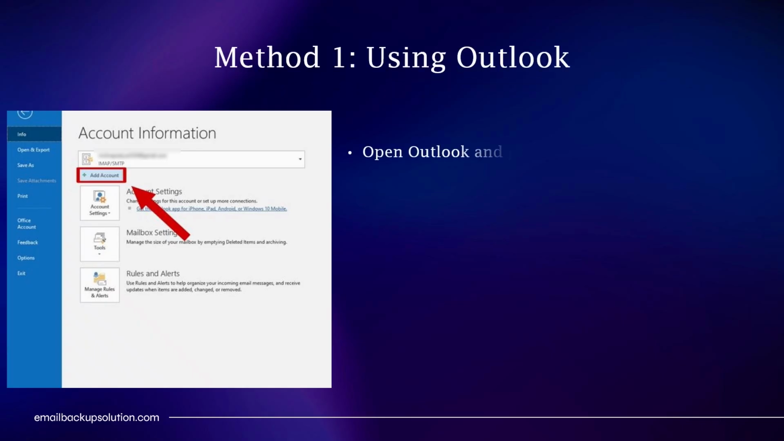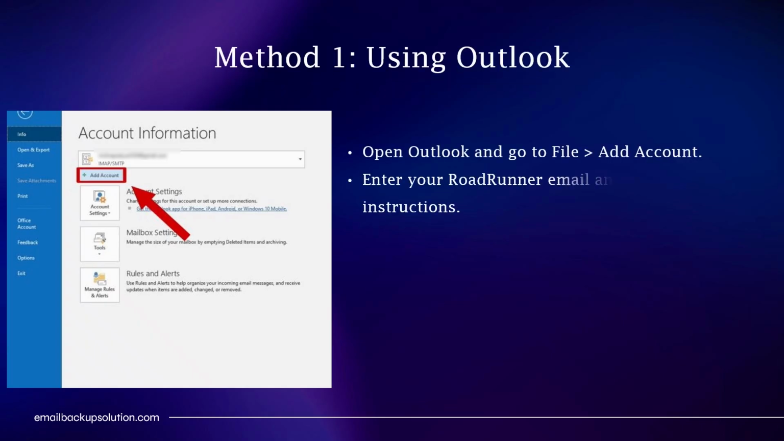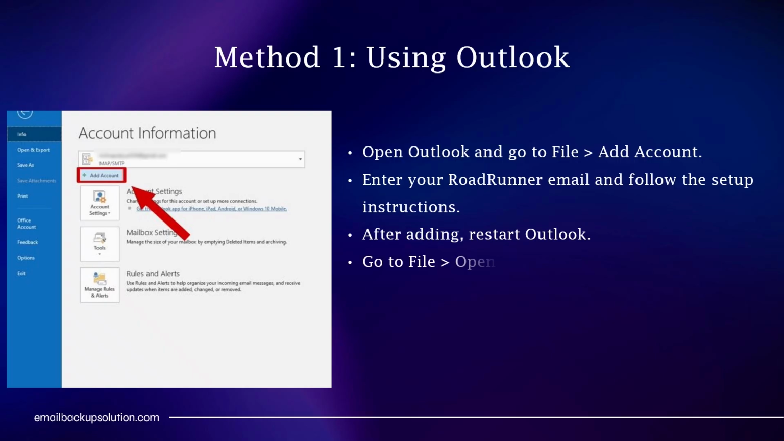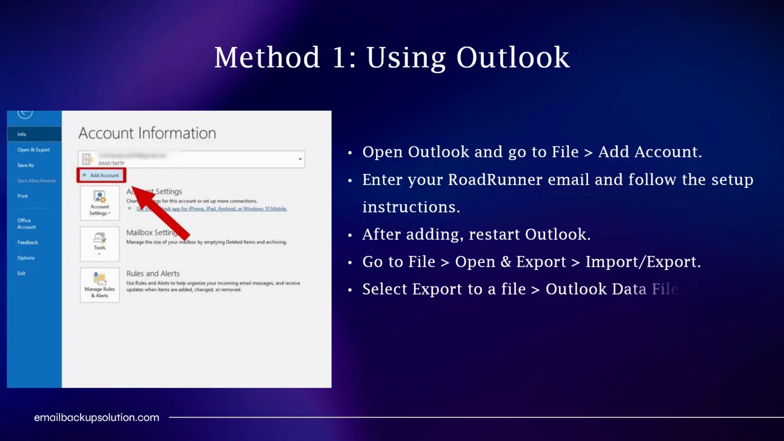Open Outlook and go to File, Add Account. Enter your RoadRunner email and follow the setup instructions. After adding, restart Outlook. Go to File, Open and Export, Import and Export. Select Export to a file, Outlook data file. Choose the folder and location, then click Finish. To configure your account manually, use the official IMAP settings.